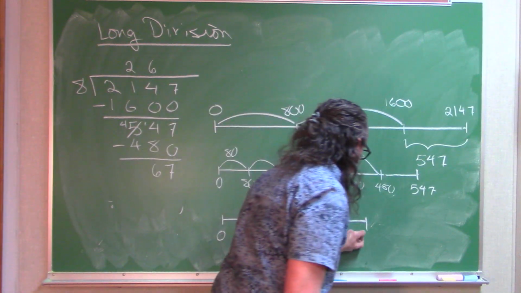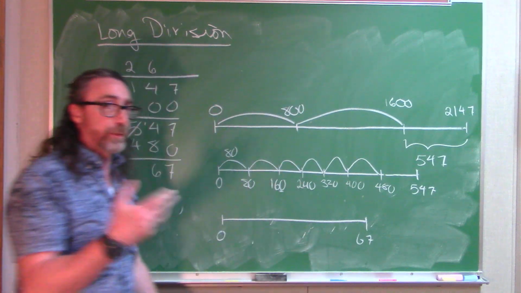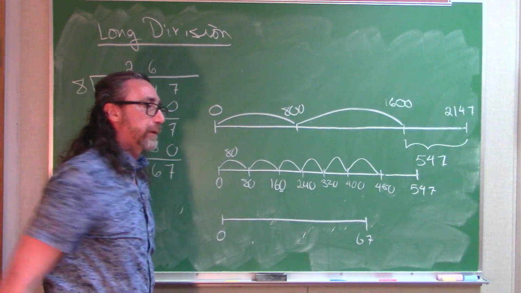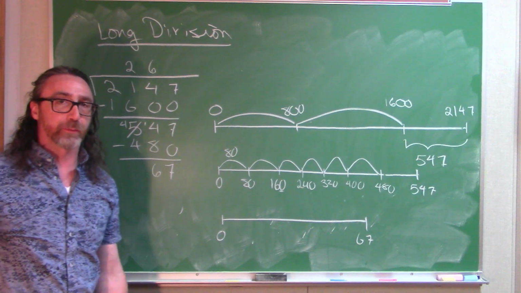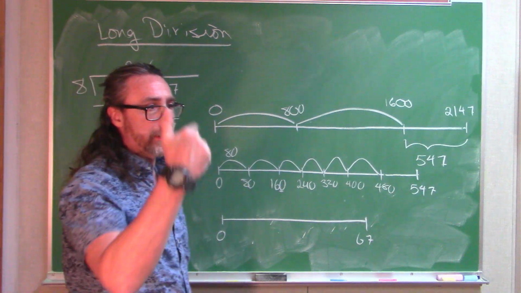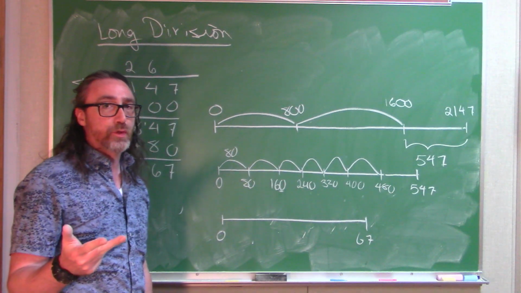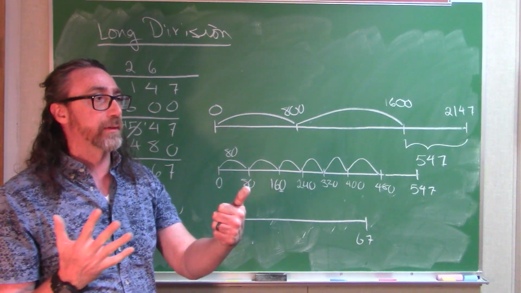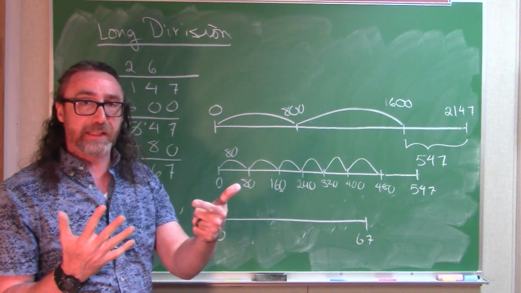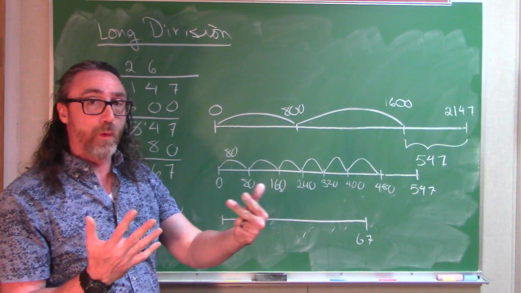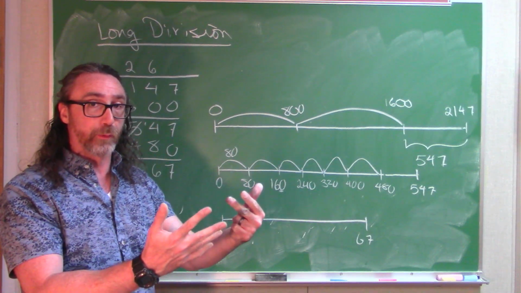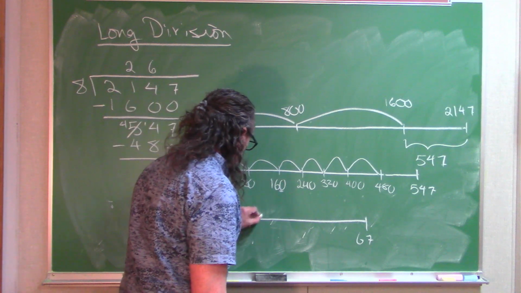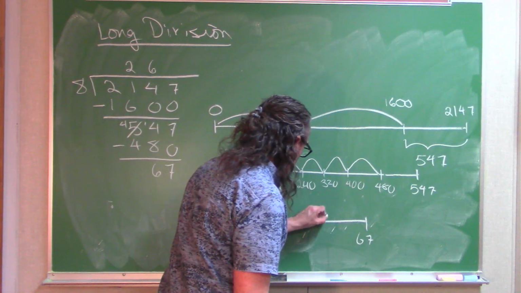0 to 67. And I'm talking about jumps of 8. How many jumps of 8 can I take, getting as close as possible to 67 without going over? 8, 16, 24, 32, 40, 48, 56, 64. That's as close as I can go. Another one would take me to 72. So I can do 8 jumps: 1, 2, 3, 4, 5, 6, 7, 8.